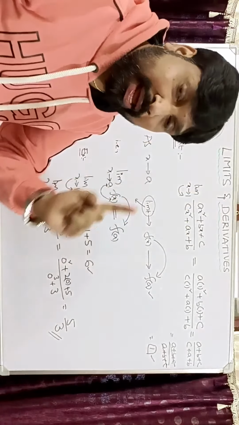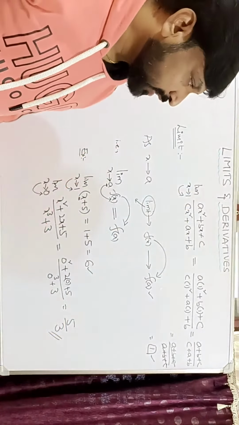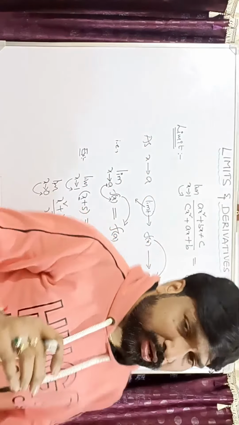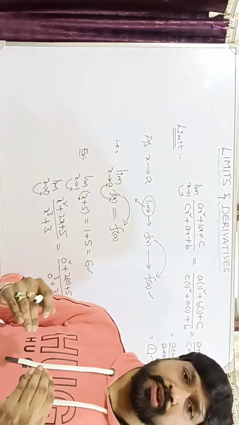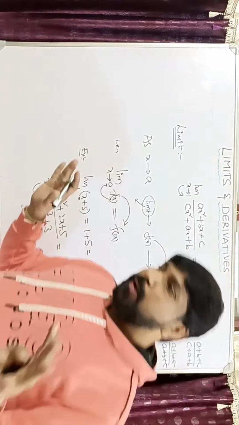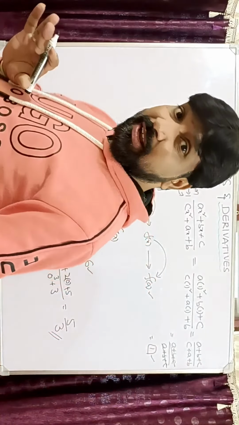This is the 1 mark related question. Isn't it? For 1 mark, they are going to give direct limit substitution. If you substitute the limit, you will be getting the answer like this. So all such questions are like this only.